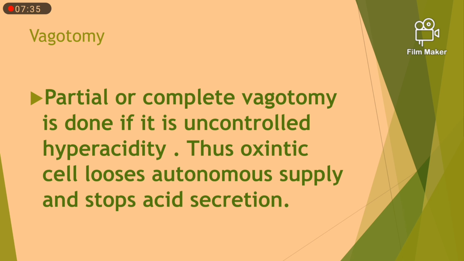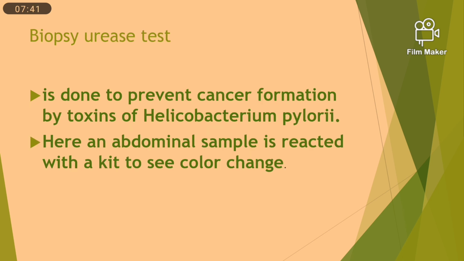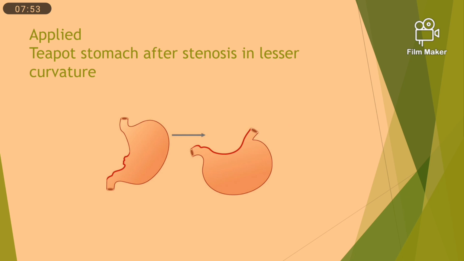One of the surgical methods we do for hyperacidity is vagotomy, thus we cut the stimulation for acid secretion by the oxyntic cell. A biopsy urease test is done to identify Helicobacter pylori. Here a biopsy sample is reacted with the kit, and if the color changes then Helicobacter pylori is present.